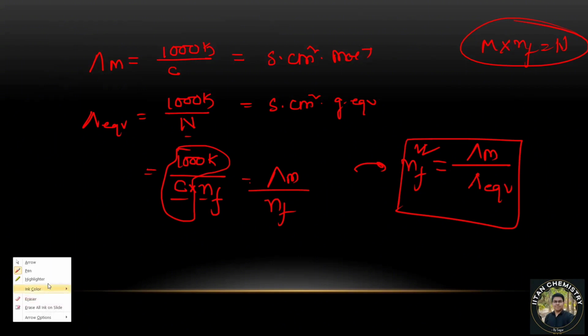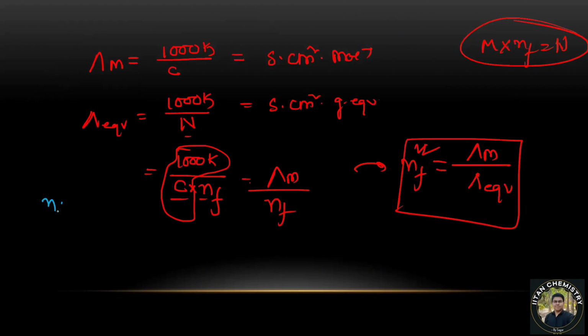For any salt, if it is asked to calculate lambda m upon lambda equivalent, then no information is required except the formula of that salt. If you have the formula, you can derive that easily. In another video, we'll later discuss how to calculate n factor. It is basically part of the basic concepts of chemistry. We will be discussing it in later lectures.